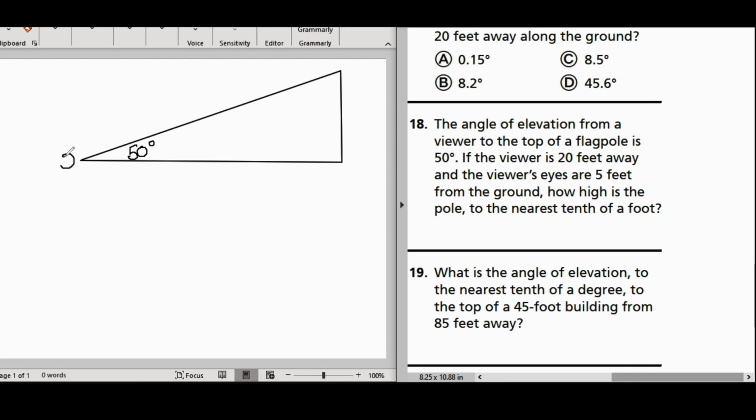So we have our person. Remember, all of this information is based off of their line of sight. One day I'll draw somebody whose arms are actually connected to their body. If the viewer is 20 feet away in reference to the flagpole, so that means here, and the viewer's eyes are 5 feet from the ground.